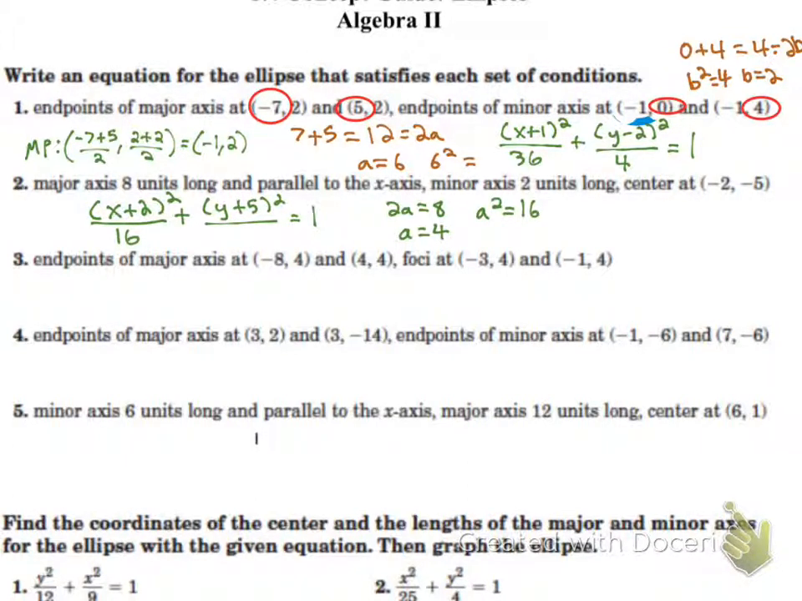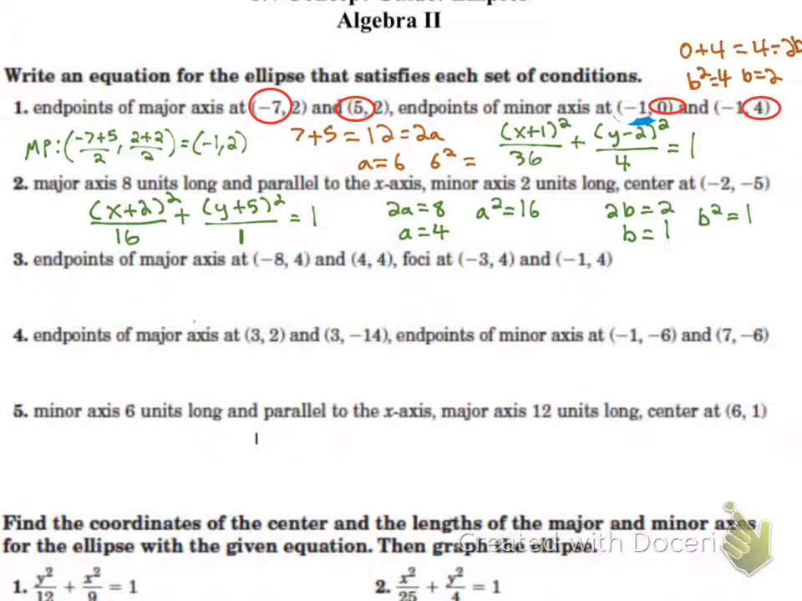Again, my major axis was parallel to the x-axis. I know it's horizontal, so it's going underneath x. For y, if my minor axis is 2 units long, it means 2b equals 2, so b equals 1. So b squared is 1.